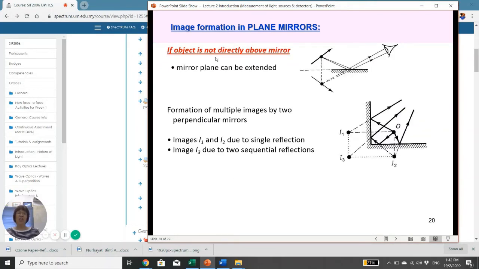What if your object is not directly above the mirror? That's easy. You just trace the ray that would reach the mirror, and then you get the reflected ray. Again, by projecting backwards, you can trace where the image position is.